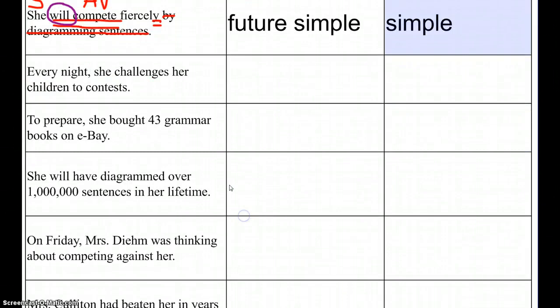Every night, she challenges her children to contests. So I get rid of my phrases, to contests. I see a comma here. That indicates that I have some type of introduction here. Every is not a preposition. It's not an article. It answers the question when. When does she challenge her children? Every night. So I've got an introductory adverb here. And that's going to be my type of sentence. Intro adverb.